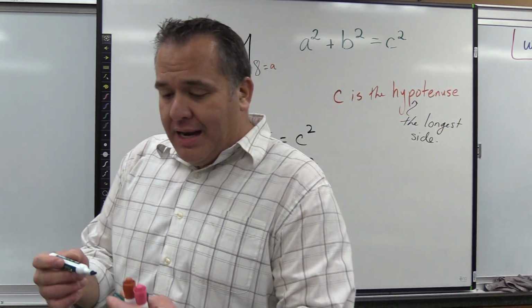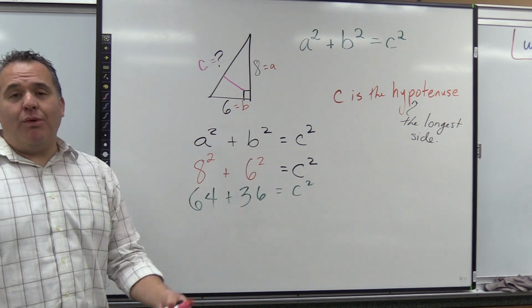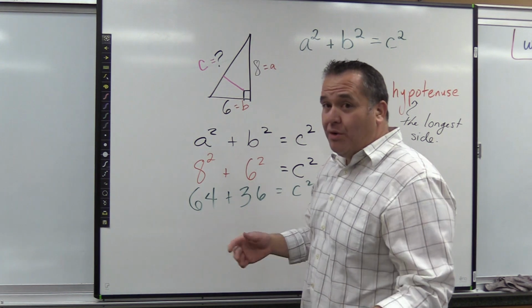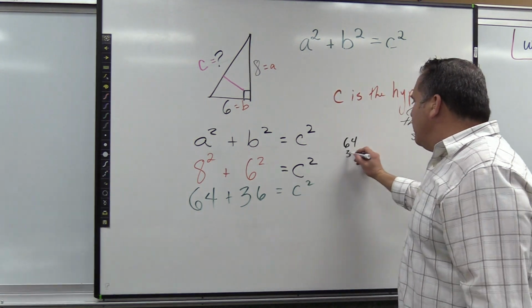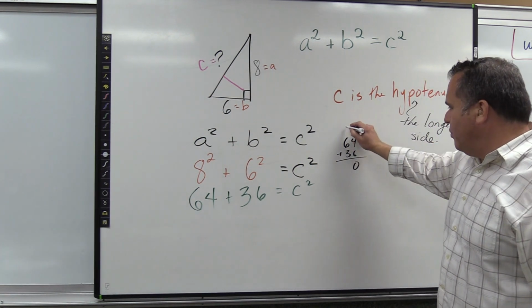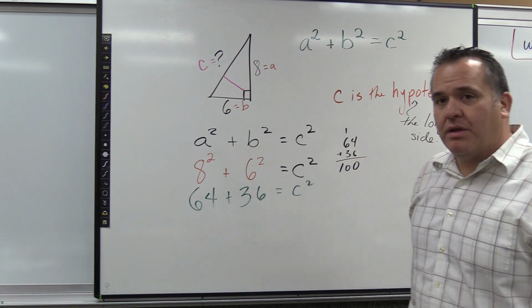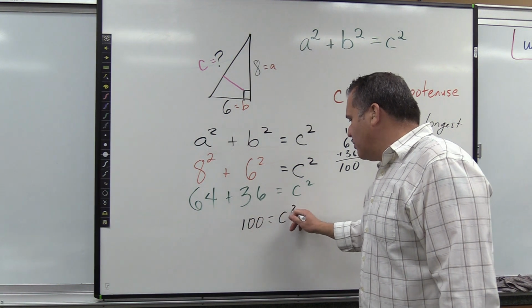All right? Now the next thing we're going to do is add these two numbers up. Now what's 64 plus 36? Some of y'all may be thinking, those numbers are too big. Write them down. 64 plus 36. If you add these up, that's 10, carry the 1. 3 plus 6 is 9, plus 1 is 10. Look at that, 100. So I'm going to put right down here, 100 equals C squared.